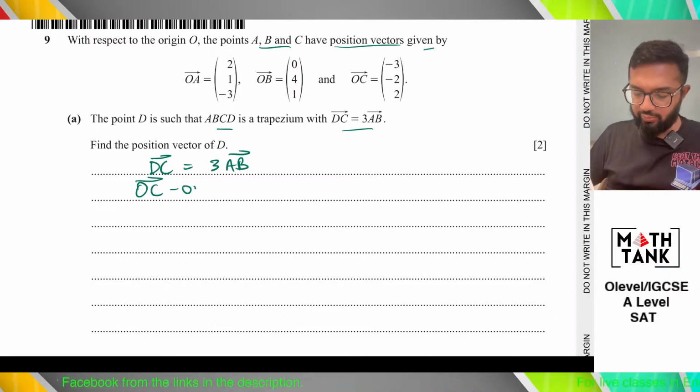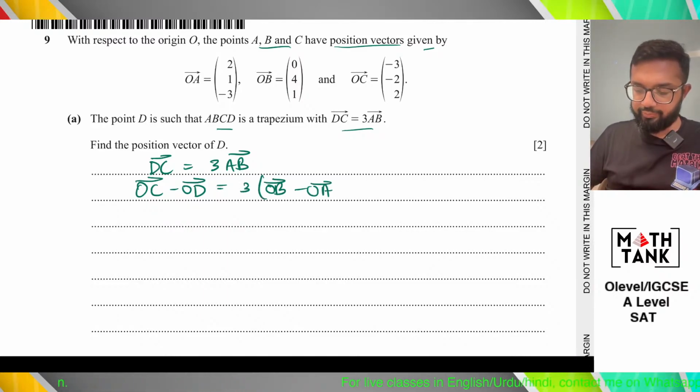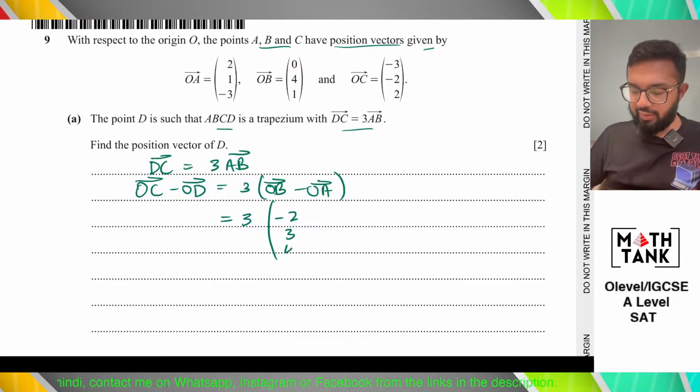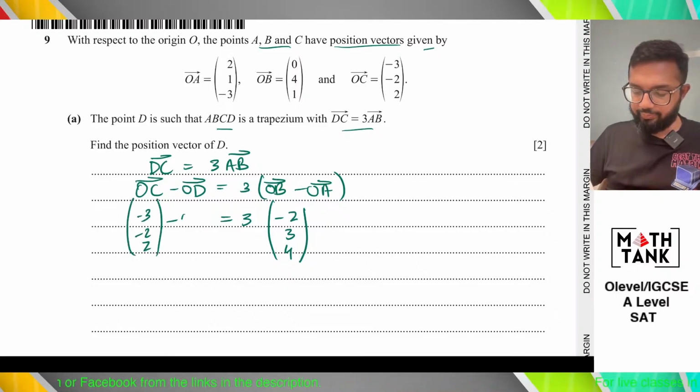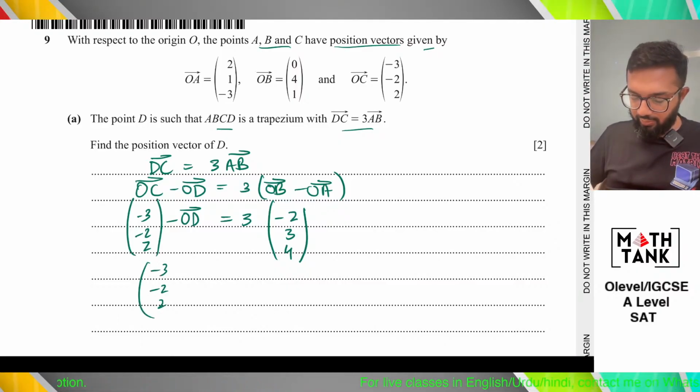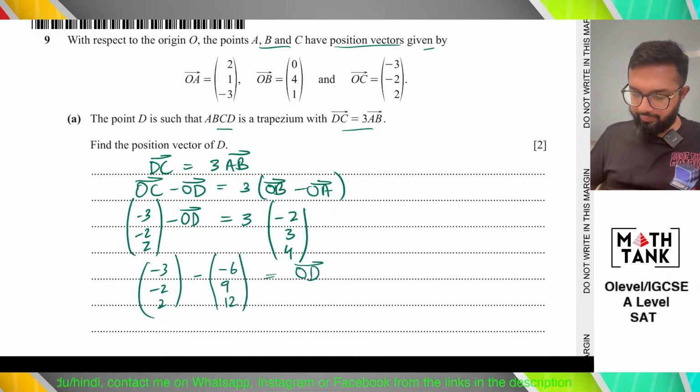That's OC minus OD. That's how you break down vectors. And 3 times OB minus OA. What's OB minus OA? I can do that directly. That's 0 minus 2, so that gives me minus 2. 4 minus 1 gives me 3. And 1 minus minus 3 gives me 4. And OC is minus 3, minus 2 and 2. Minus, that comes out as minus 6, 9 and 12. OD.